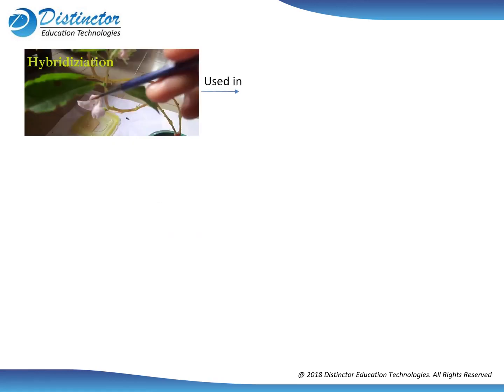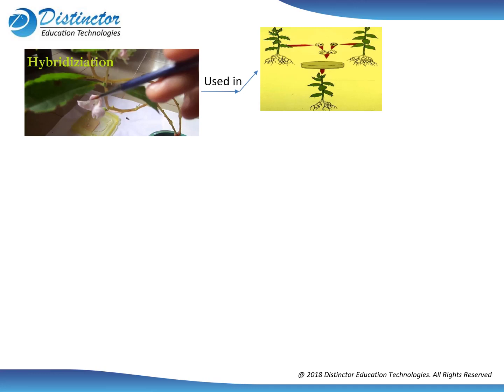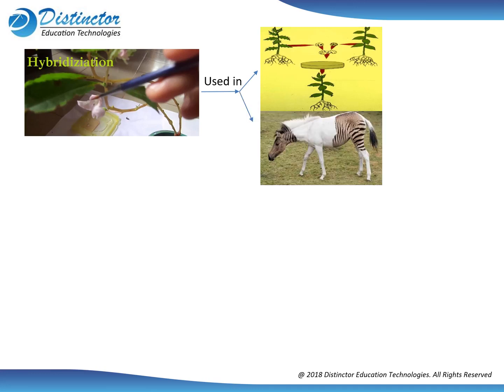The next one is hybridization. Hybridization means we prepare a hybrid by introducing two different gametes from two different plants. We can produce hybrids in plants, and we can produce hybrids in animals. So we can combine the characters of two animals. Let us take the example of a zebra and a horse. When we combine them, it becomes a hybrid. We combine two genes, one from a horse and one from a zebra, and we can produce a hybrid.